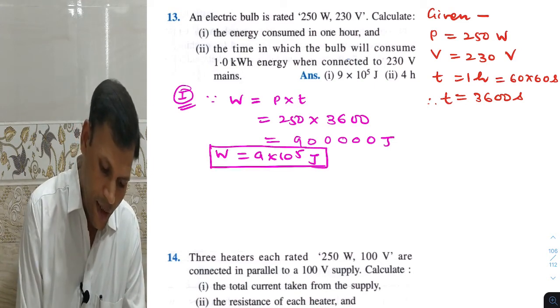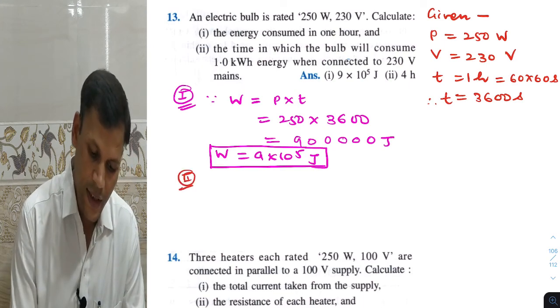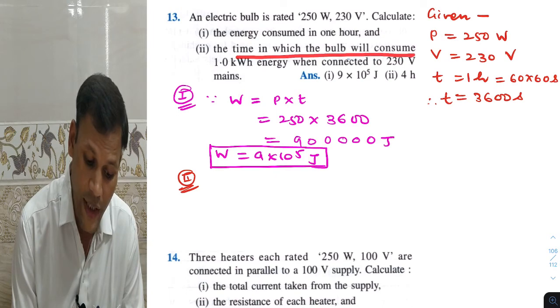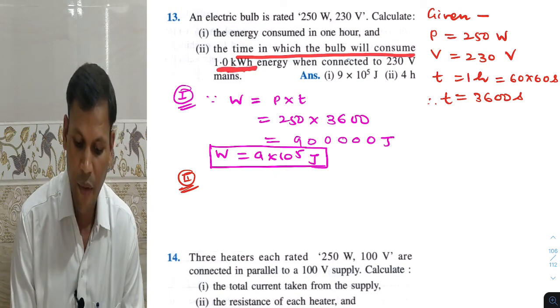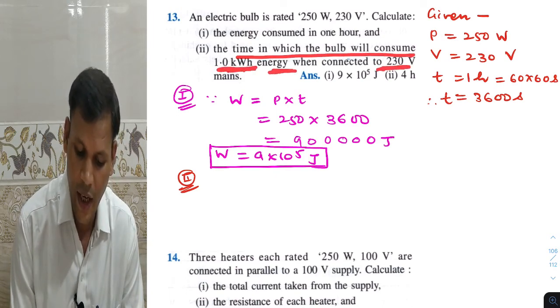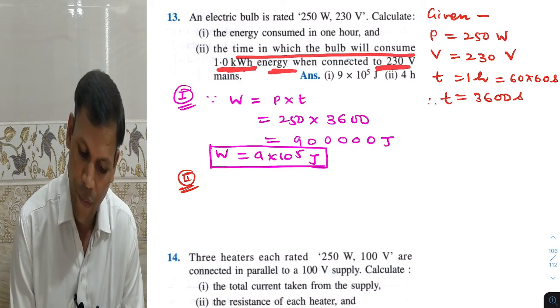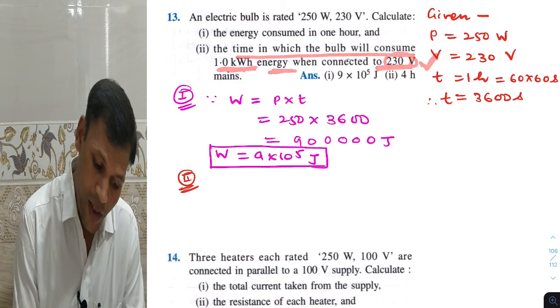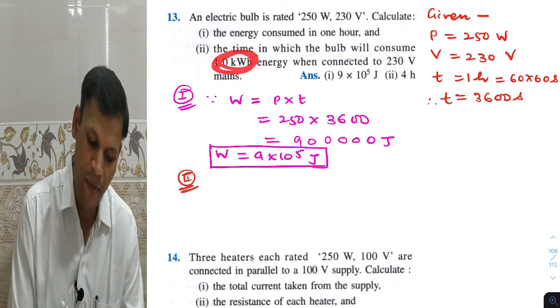Now its second part: the time in which the bulb will consume 1 kilowatt hour energy when connected to 230. Now the potential has been changed, V now becomes this. Now V is this and energy W is this, and we have to find the time.